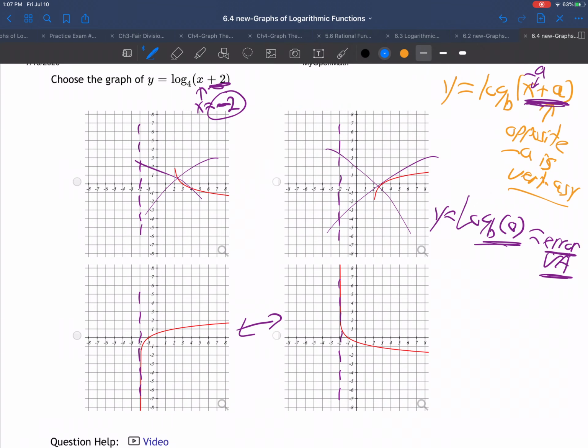So let me go right here and make an XY chart. And I'll go, what if I put in 0 for x, and this will be y equals log base 4 of 0 plus 2. I'm just plugging in. It's going to start plugging in points. So what is that? That's log base 4 of 2. How do you figure that out? You turn it into 2 logs.